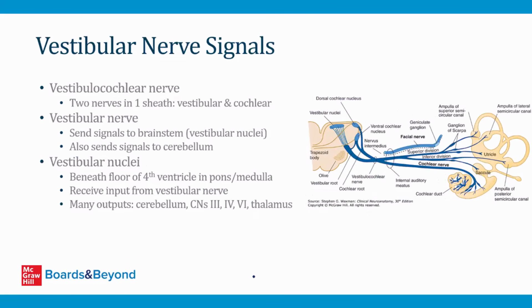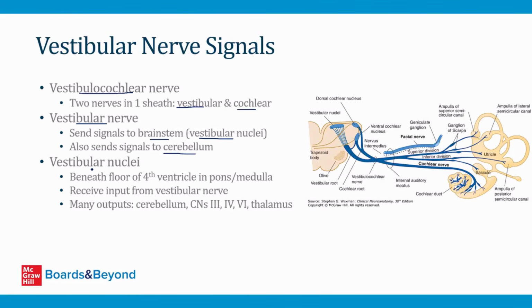Once those elements of the vestibular system generate neural activity, it is transmitted via the vestibulocochlear nerve. This is one of the cranial nerves that I talk about in another video. It's two nerves in one sheath. The vestibular nerve is the one that innervates the vestibular system. The cochlear nerve innervates the cochlea of our hearing system. The vestibular nerve then sends signals to the brainstem, where you can find the vestibular nuclei. It also sends signals to the cerebellum, which I talk about in another video. This part of the brain is important for balance, just like the vestibular system is.